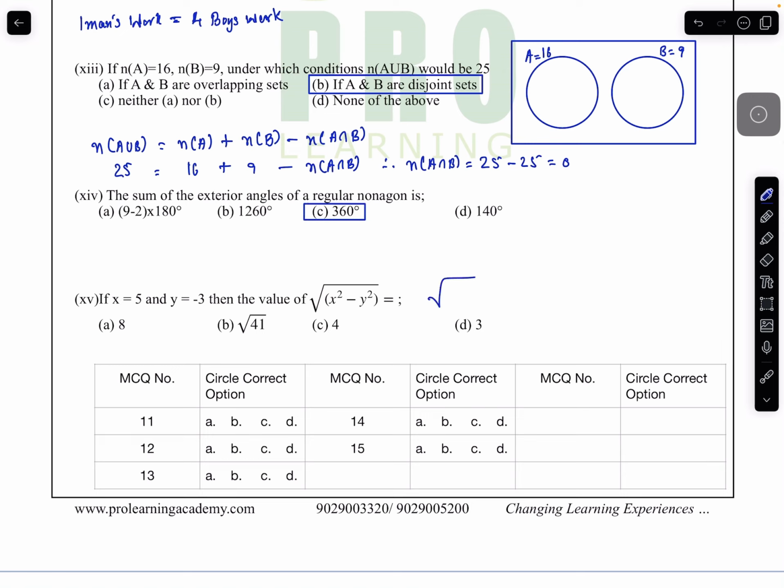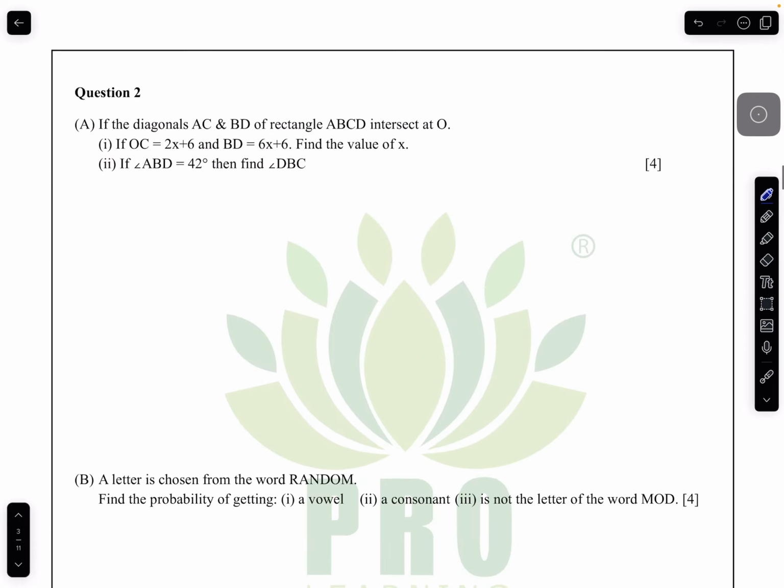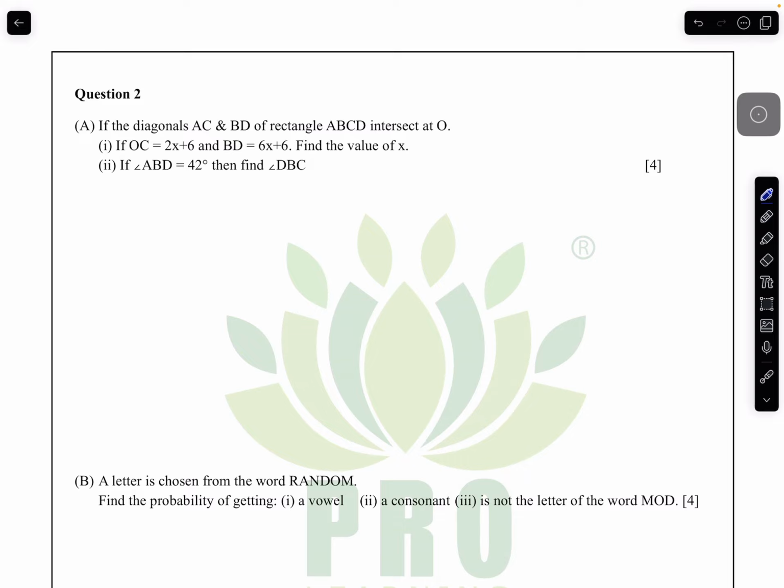So here we're looking at 25 minus 9, which is root of 16, which is obviously 4. So our correct answer here in this case is C, which is 4. So that takes care of our MCQ bit. Now we move on to solving the questions here.